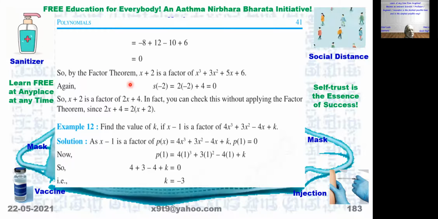By the factor theorem, x plus 2 is a factor of x cube plus 3x square plus 5x plus 6, because we found the value of the polynomial x cube plus 3x square plus 5x plus 6 at the point x equal to minus 2, which is obtained by equating x plus 2 equal to 0, has given the remainder or the value as 0. Same thing, the second problem.